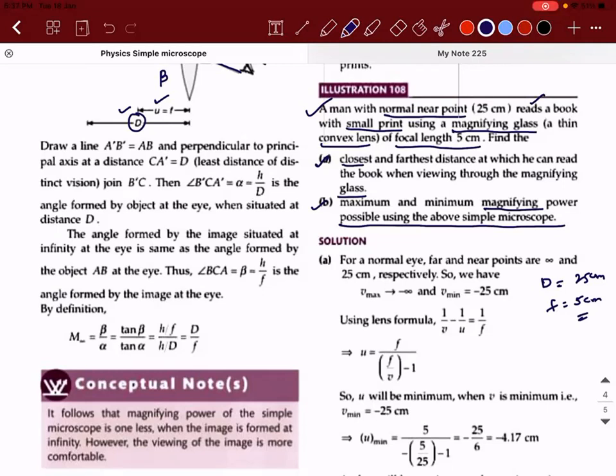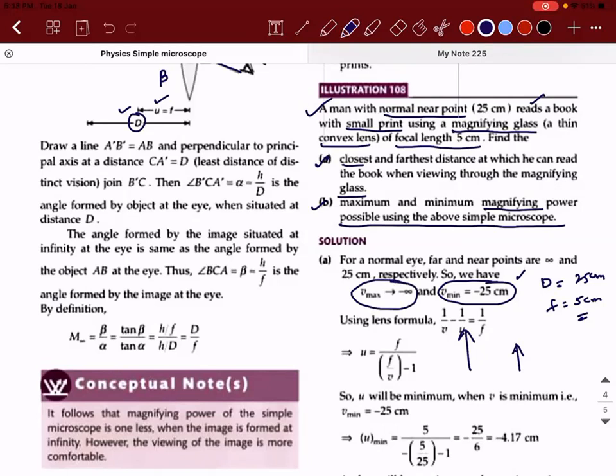So closest and the farthest point at which he can read the book when viewing through the magnifying glass. When he's viewing through the magnifying glass, what is the closest distance at which the image can get formed? It is 25 centimeter. So V minimum is going to be 25 centimeter. But remember, object and image are both on the same side, so you have to put a minus sign. So it is minus 25 centimeter. Similarly, what is the maximum distance at which the adjustment can be done so that the image is formed? That is when you place the object exactly at the focus. It is infinity with a minus sign because object and image are on the same side. So V max is minus infinity.